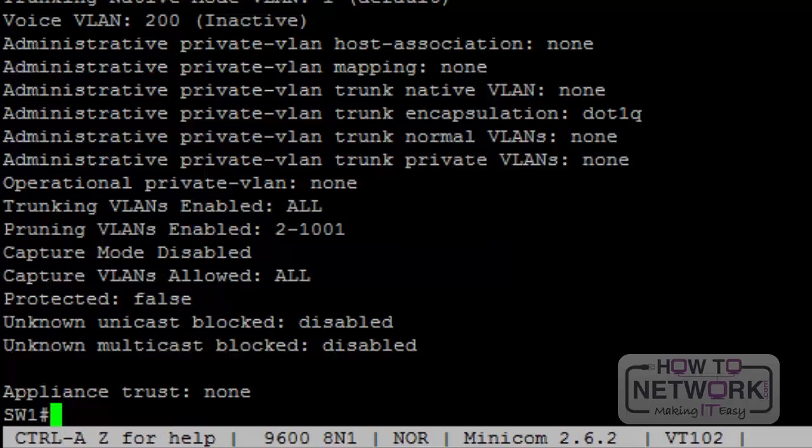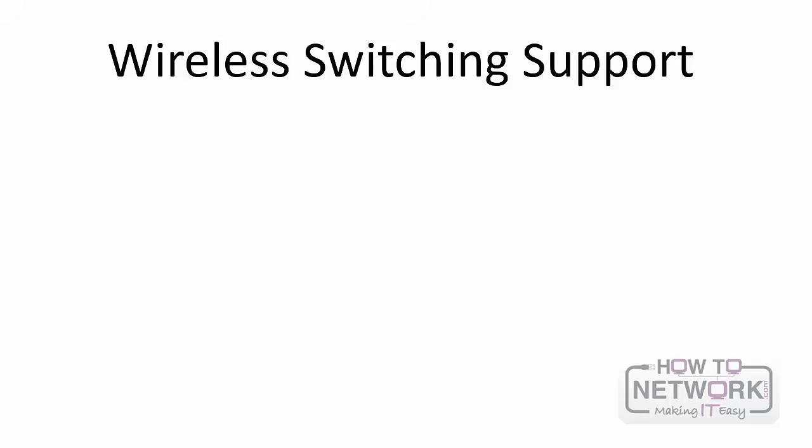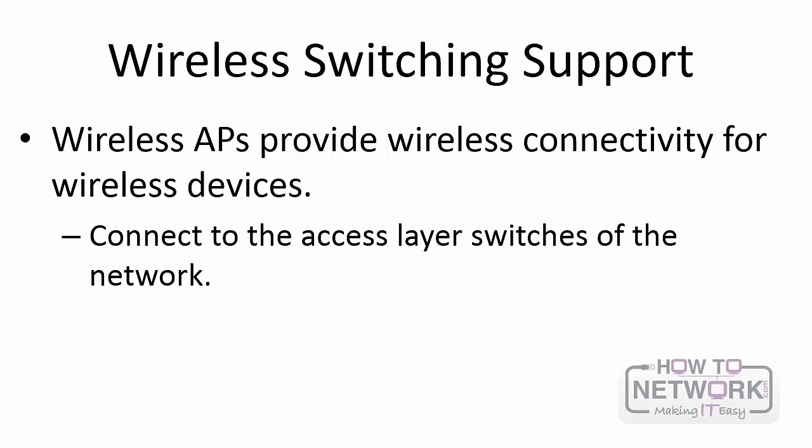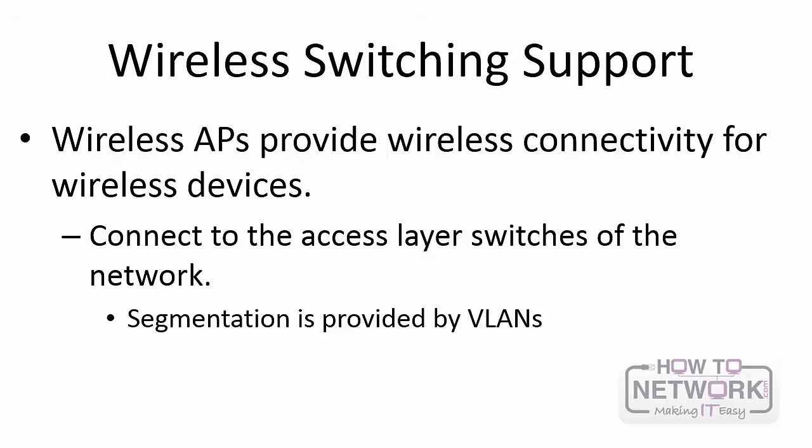So we've wrapped up switchport configuration for voice. Now let's move on to wireless. As you know, Cisco wireless access points provide wireless connectivity for laptops, mobile phones, or anything else that requires wireless access. But these access points connect to access layer switches on the network, and you need to provide segmentation between wired and wireless implementations, and that's normally done through VLANs.